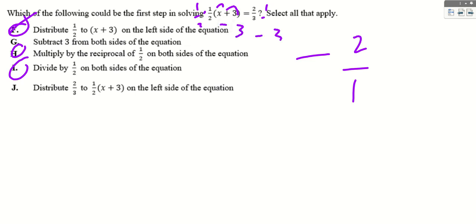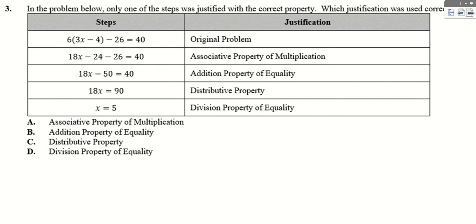Subtracting 3 from both sides would not work because it's inside the parentheses. So that's why G doesn't work. And then distributing 2/3 to the other side of the equal sign doesn't make sense. And that's why J doesn't work. So your answers would be F, H, and I.